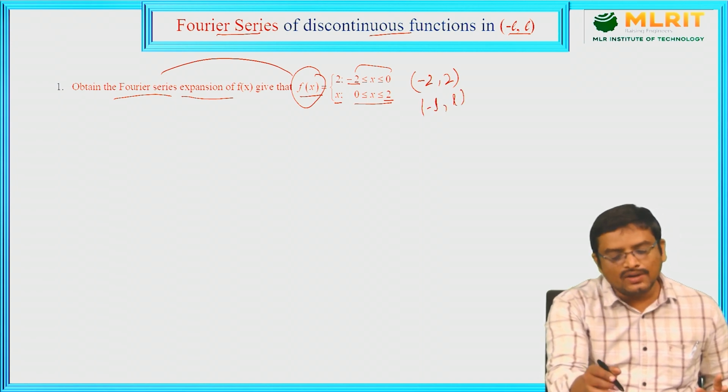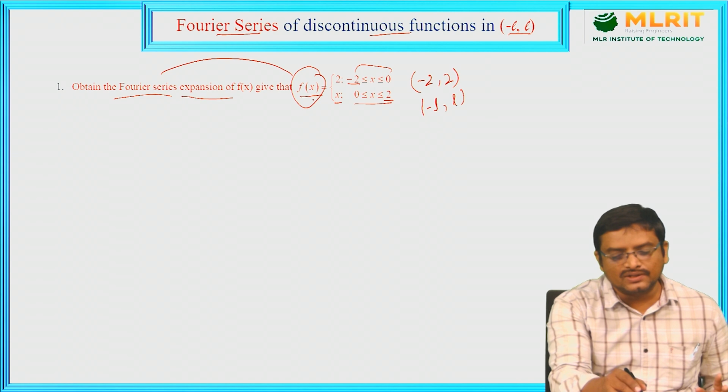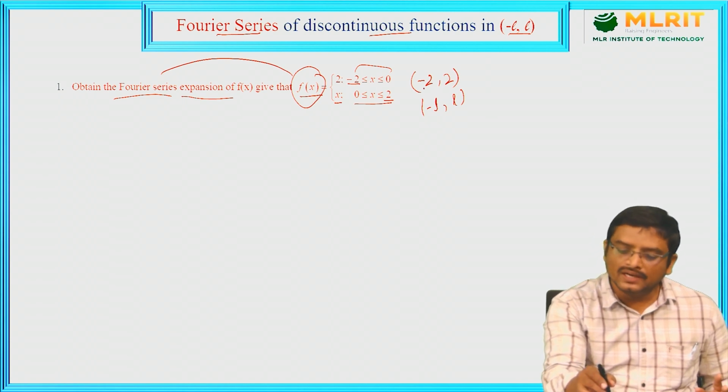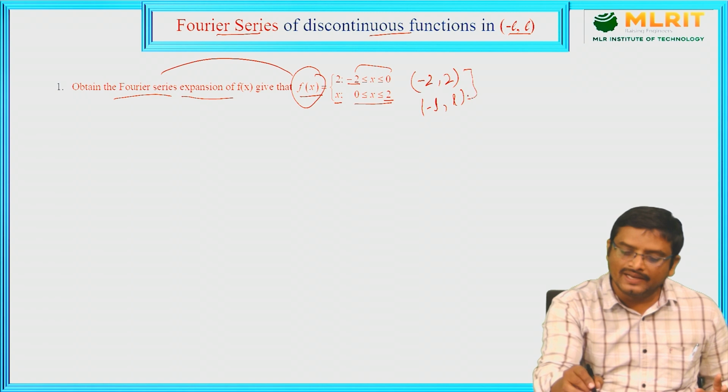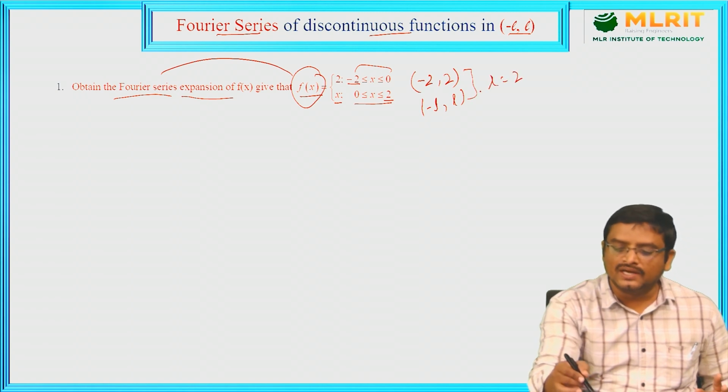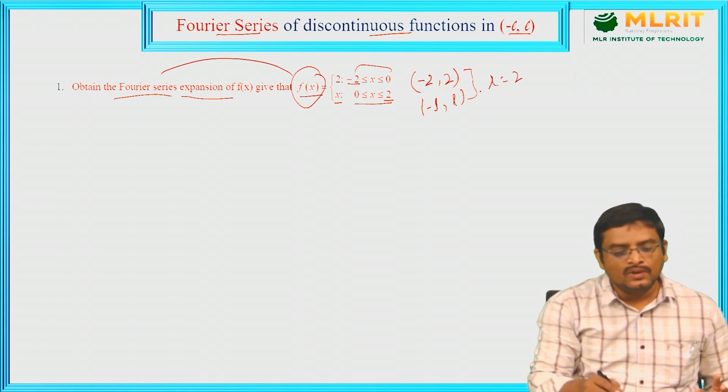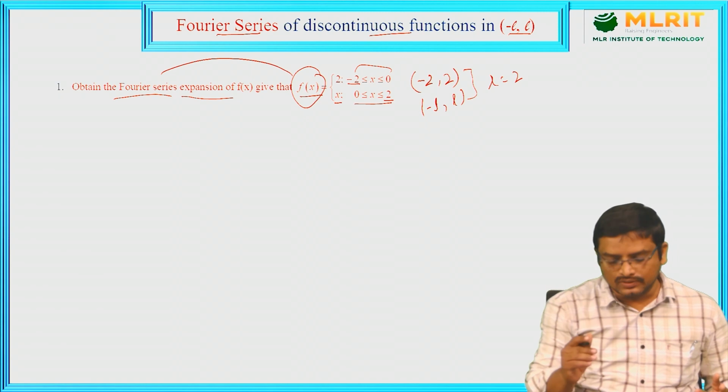So like this we have to construct the interval for the given function, and we have to compare the interval with our standard interval -L, L, and get the value of L. So we can take L is equal to 2 here. Now for this we are going to find out the Fourier series.